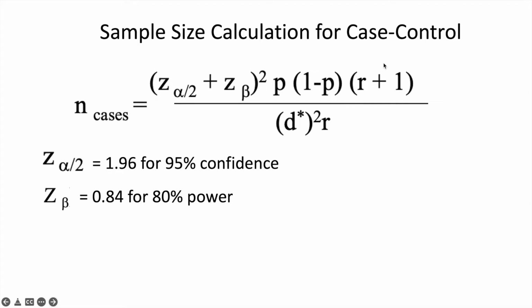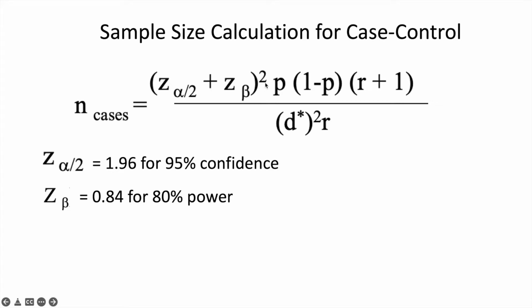What this will spit out at the end is the number of cases you'll need, and bear in mind that a case control study is composed of both cases and controls. So once you know the number of cases, you're going to have to also figure out the number of controls you'll need for a total, and I'll show you that in a second.